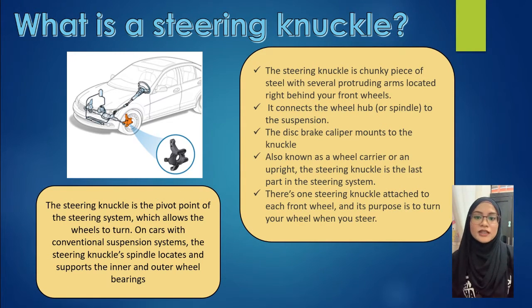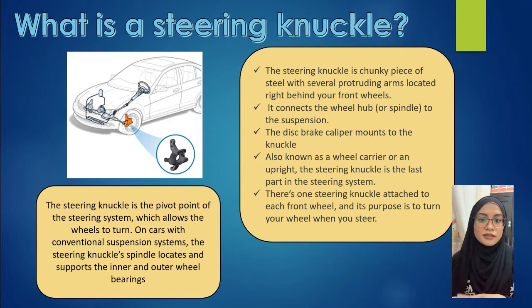In this section, let me introduce a little bit about our project design, which is a steering knuckle. So what is a steering knuckle? The steering knuckle is the pivot point of the steering system, which allows the wheels to turn. On cars with conventional suspension systems, the steering knuckle spindle locates and supports the inner and outer wheel bearings. The steering knuckle is a big chunky piece of steel with several protruding arms located right behind your left and right front wheels. It connects the wheel hub or spindle to the suspension. The disc brake caliper is also mounted to the knuckle.